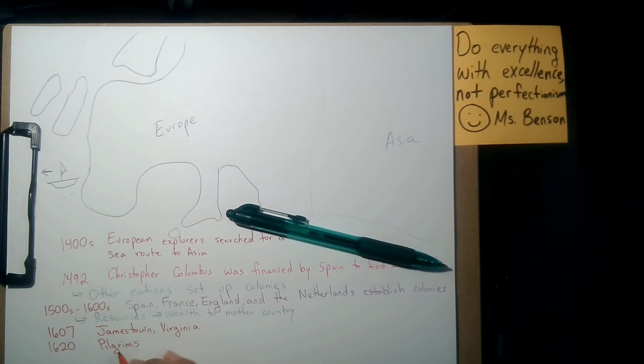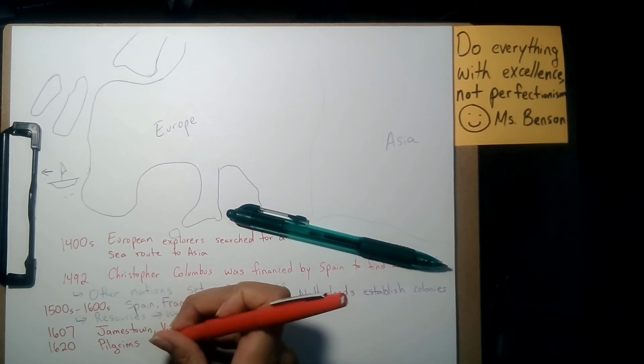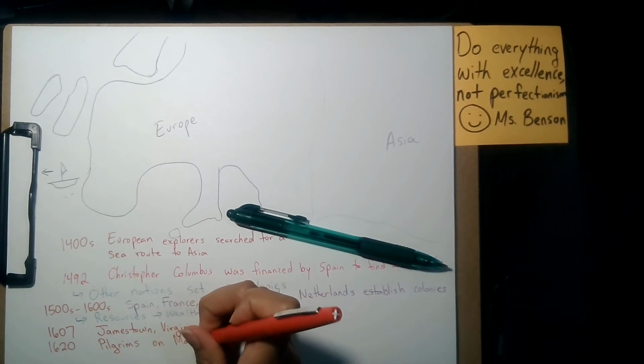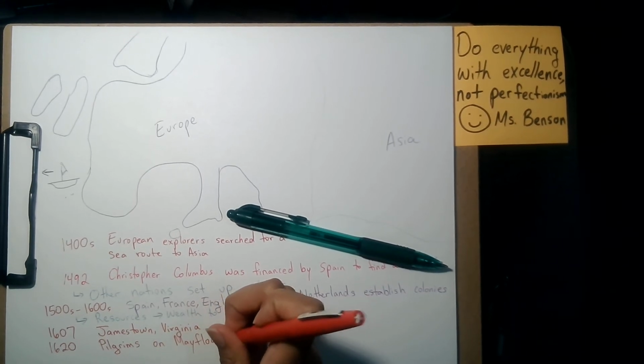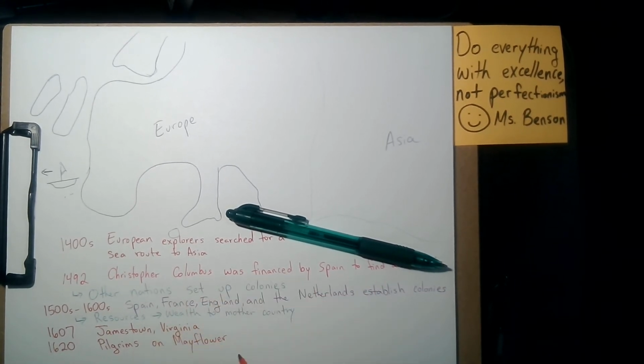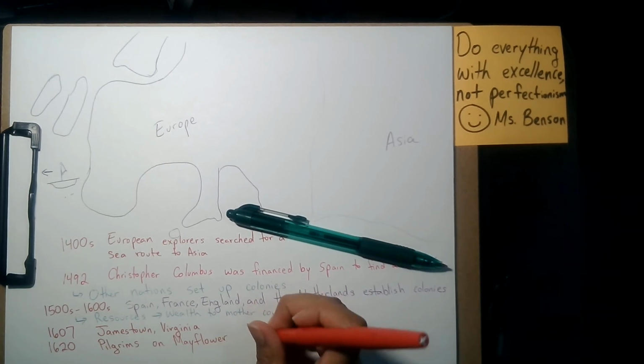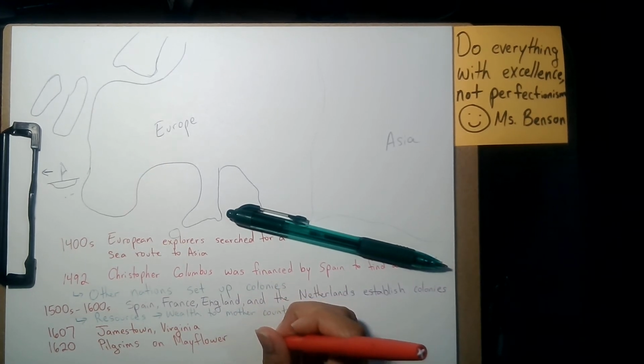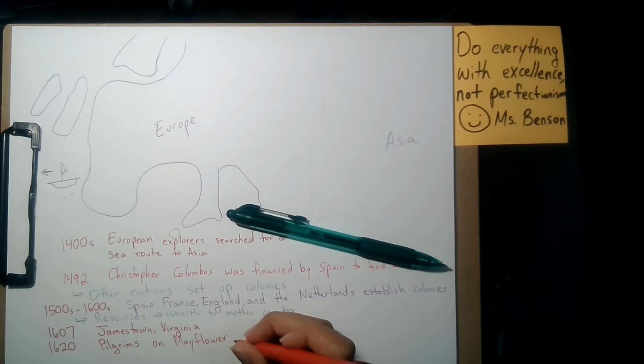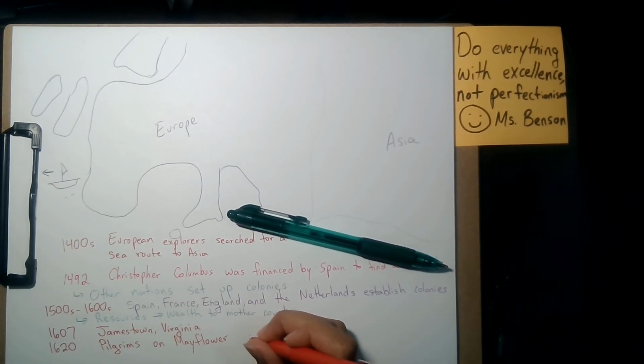So these were the Pilgrims on the Mayflower. There were other ships, but they did not make it. Again, this is where it's a very high mortality rate going across the Atlantic Ocean. Nowadays, we can just fly over it. So this was the second English colony, on the Mayflower, and they arrived in Massachusetts.